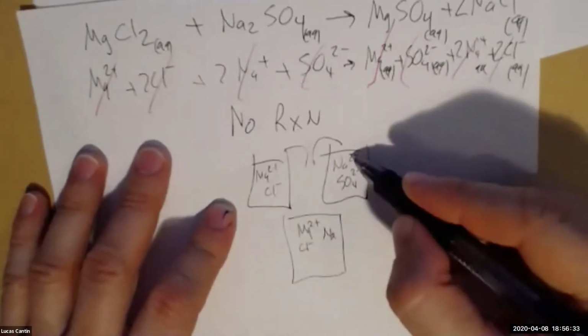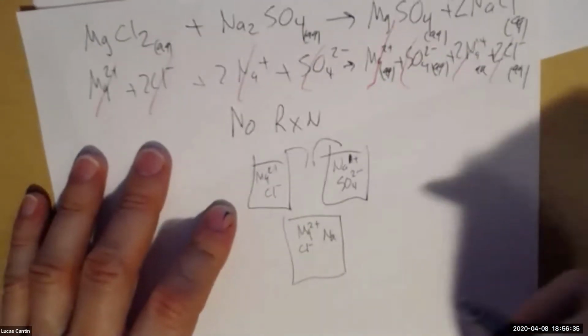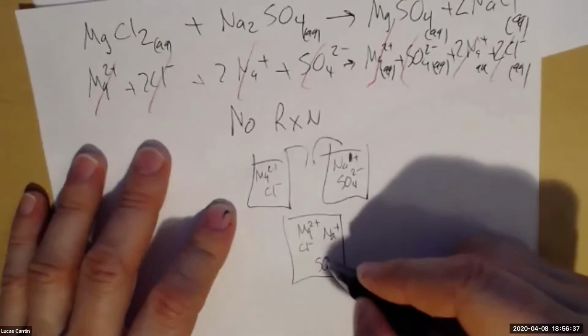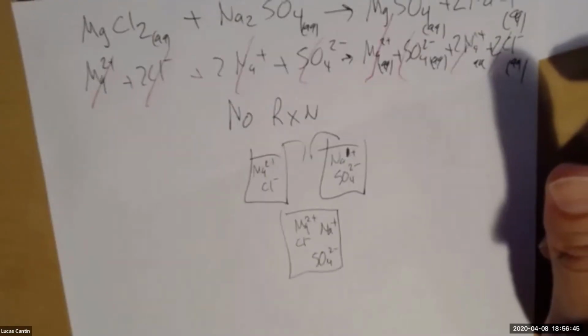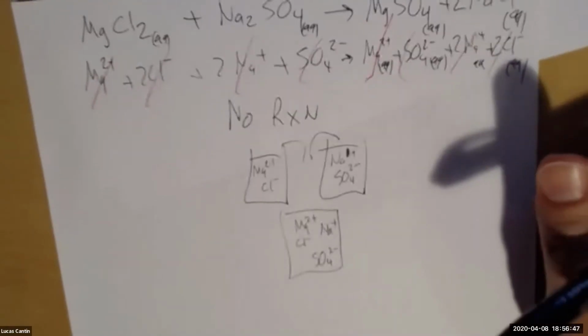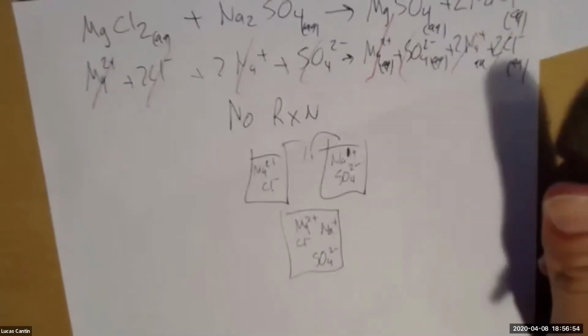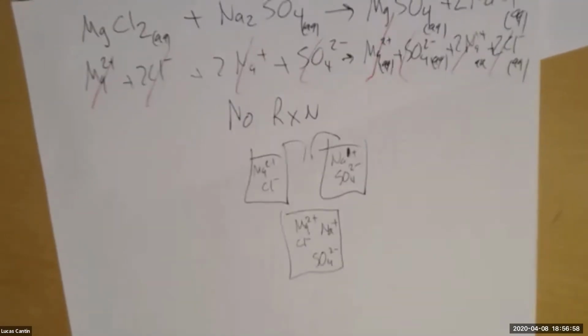Oh, what did I write? Sodium 2 plus, sorry, plus sulfate 2 minus. There we go. So that can happen. Everything's soluble before and after. For whatever test, I would give you a solubility table, or that kind of information would be given in the problem if you did not have a table.